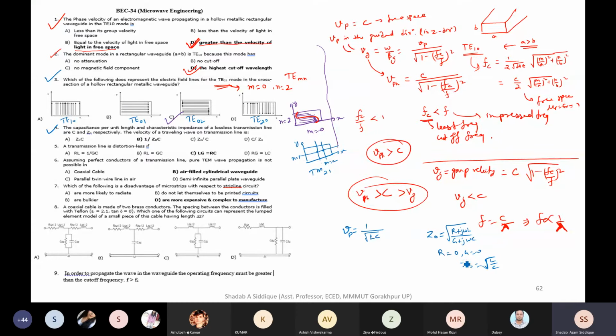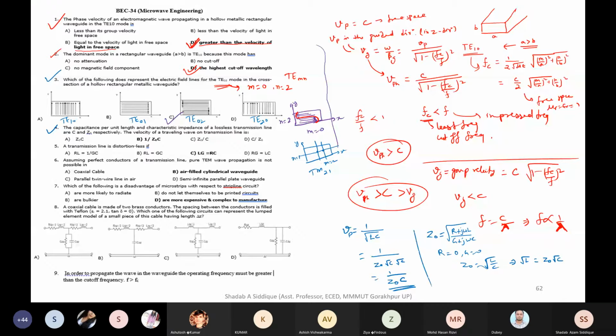Now just relate the square root of LC with the square root of L upon C, that is Z naught. The square root of L is nothing but Z naught into root under C. So can I substitute here? The square root of L is Z naught into square root of C, and of course we have another square root of C. So this will be 1 upon Z naught into C, in terms of capacitance and the characteristic impedance.